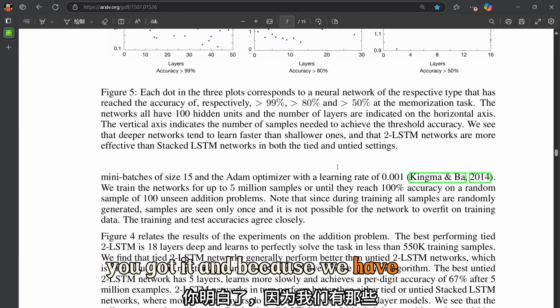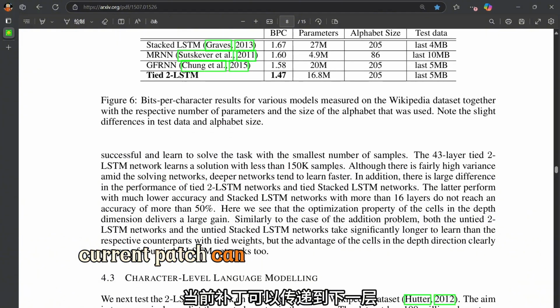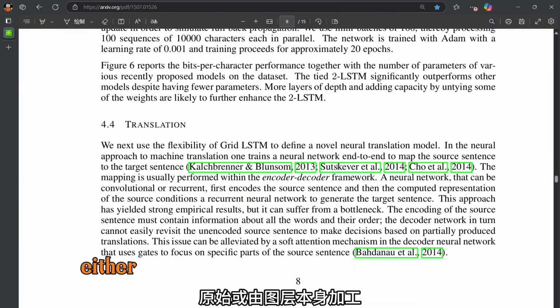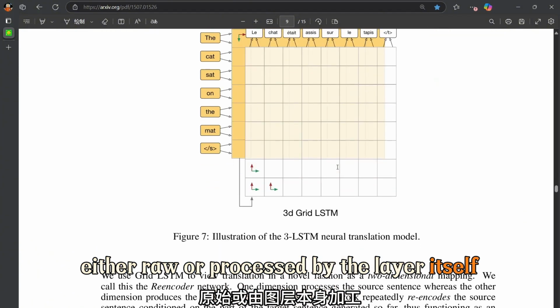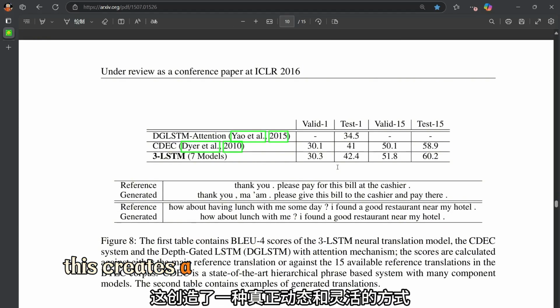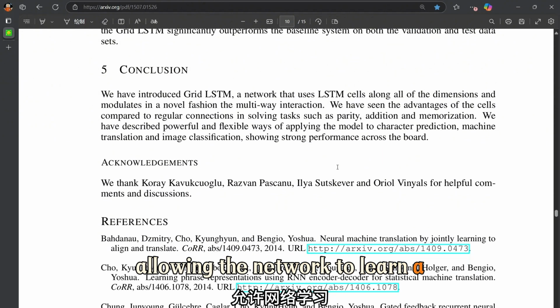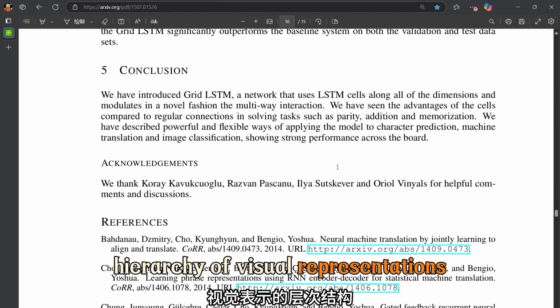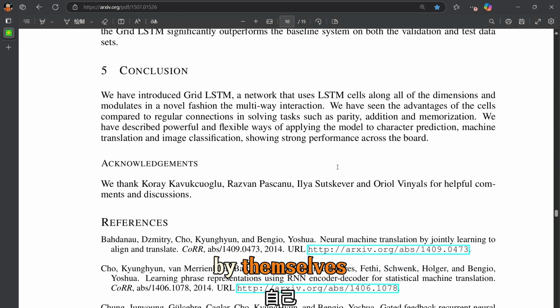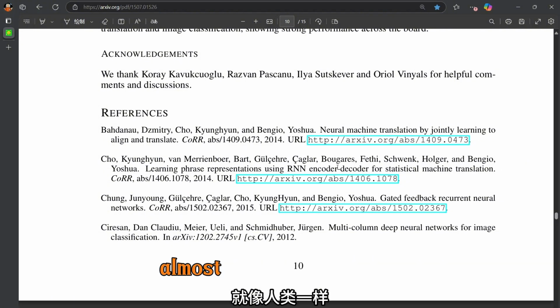And because we have those LSTM cells along the depth dimension, features from the current patch can be passed on to the next layer, either raw or processed by the layer itself, all based on information from neighboring patches. This creates a really dynamic and flexible way to analyze the image, allowing the network to learn a hierarchy of visual representations. So it's not just looking at individual pixels by themselves, it's actually understanding the relationships between different parts of the image. Almost like a human would.